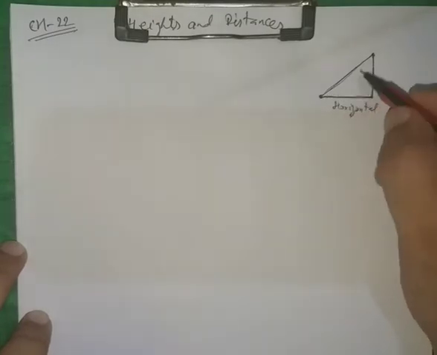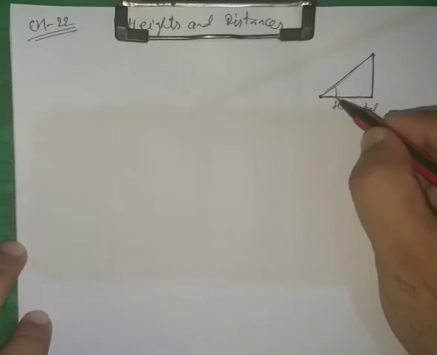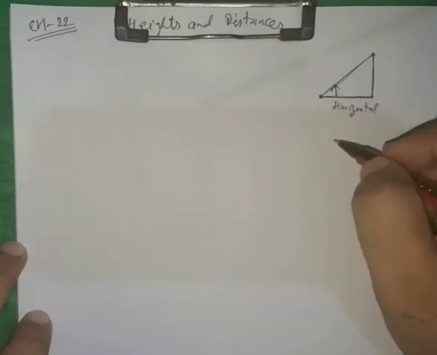And this line is making some angle with the horizontal, and this angle made by this line of sight with the horizontal is called the angle of elevation.